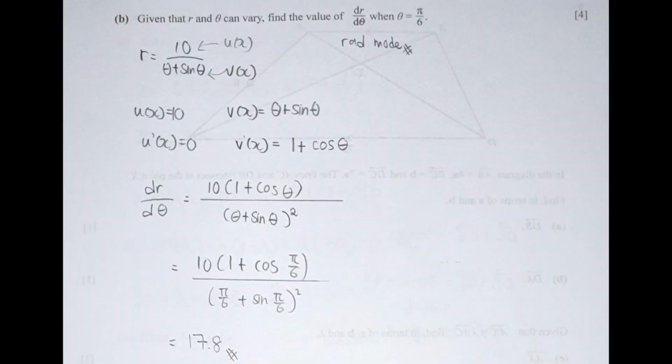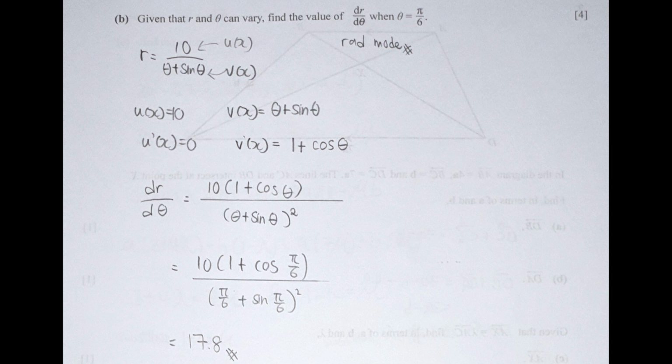Moving on to B, given that r and theta can vary, find the value of dr over d theta when theta equals pi over 6. So r equals 10 over theta plus sine theta, the equation that we proved earlier. The top part I take as u of x, and the denominator I take as v of x. I find their respective derivatives: u prime is 0, and v prime is 1 plus cosine theta. This is the differentiation process if you're not familiar with it.